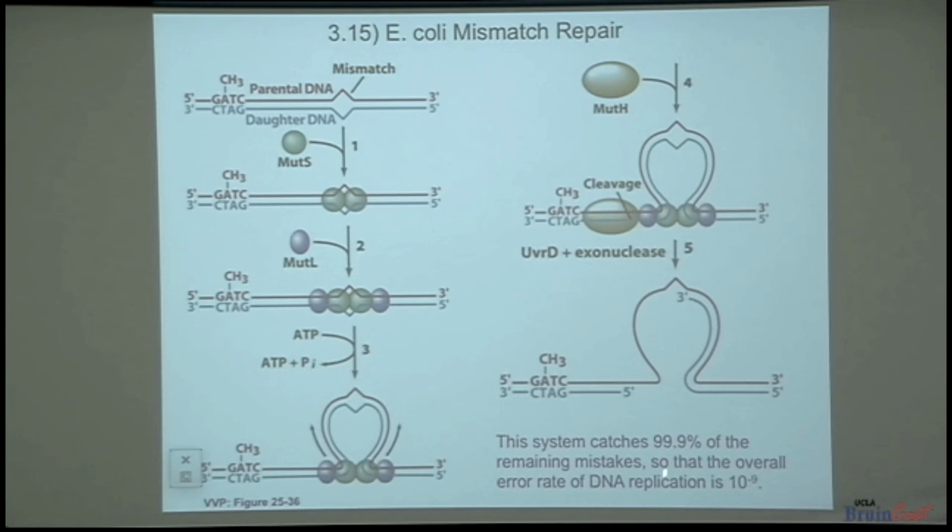Okay, so this system catches 99.9% of the remaining mistakes so that the overall error rate of DNA replication is 10 to the minus 9th. So very similar enzymes are involved in the mismatch repair process in eukaryotic cells, in humans, for example, and it actually turns out that mutations in the mut-L and mut-S homologs in human cells can result in a genetic predisposition to cancer.